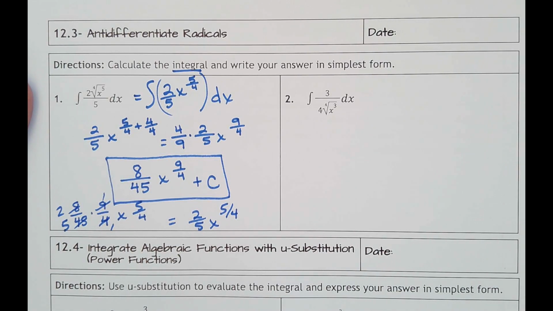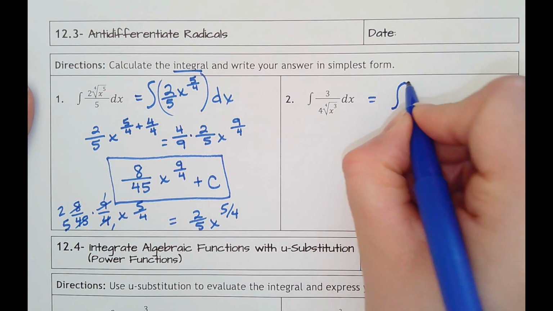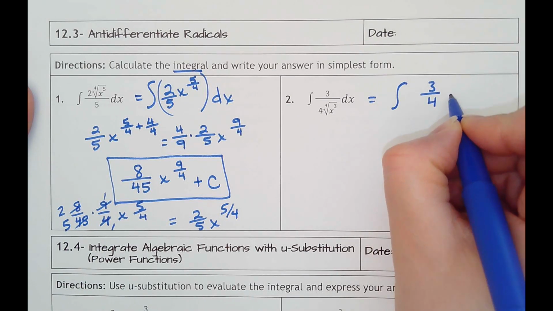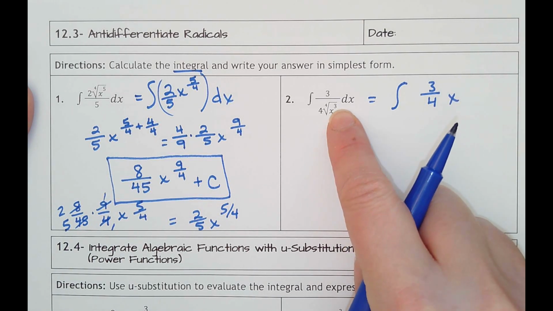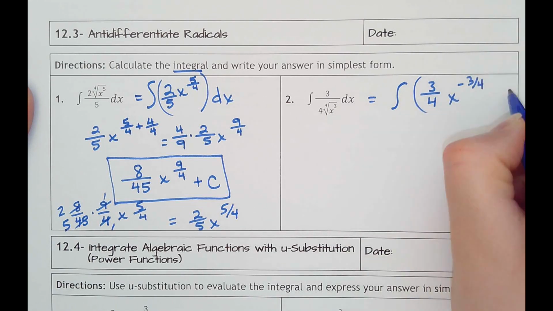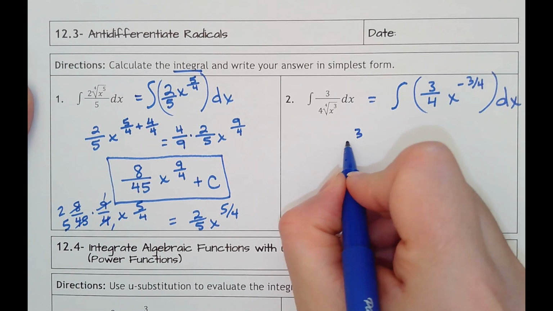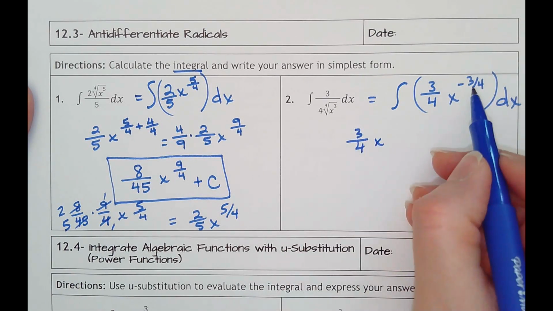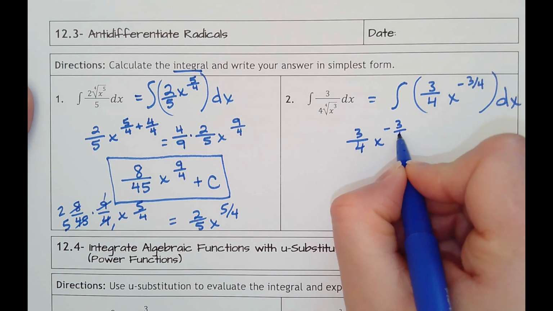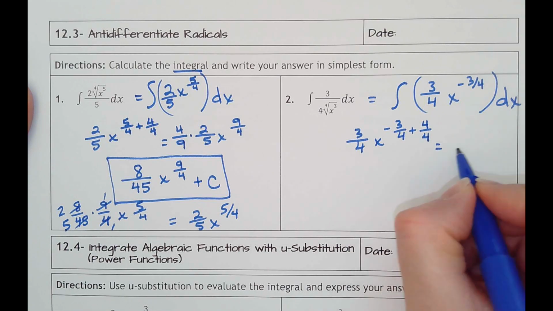All right, and then number 3, the only thing different is we have the radical in the denominator. I would rewrite this as 3/4 x to the negative 3/4, since that radical is in the denominator, and that would be my function. So I would want to add 1 to the power, so it would be negative 3/4 plus a 4/4, which would be 3/4.